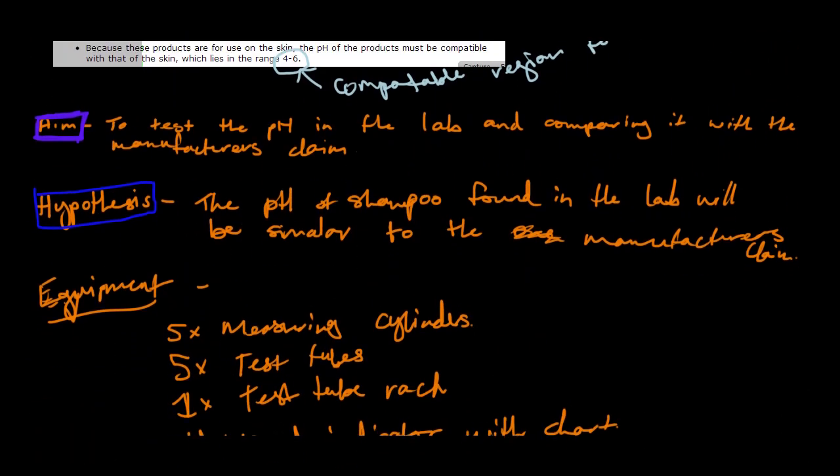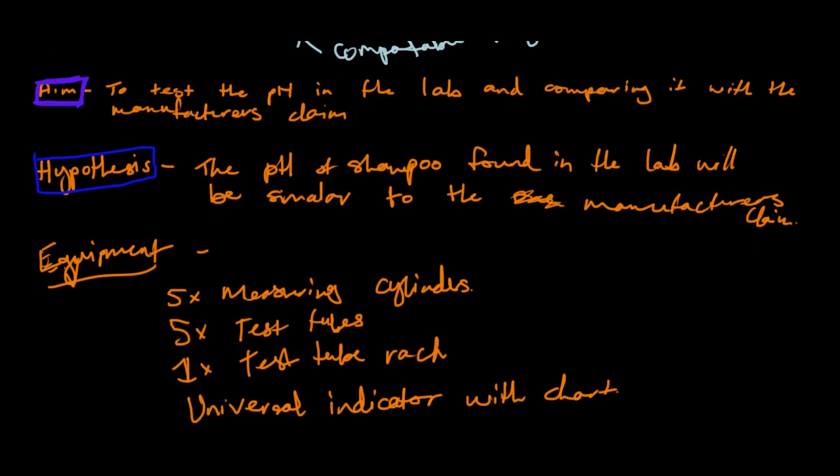So our aim was to test the pH of shampoo in the lab and compare it with the manufacturer's claim. The hypothesis: the pH of shampoo found in the lab will be similar to the manufacturer's claim.